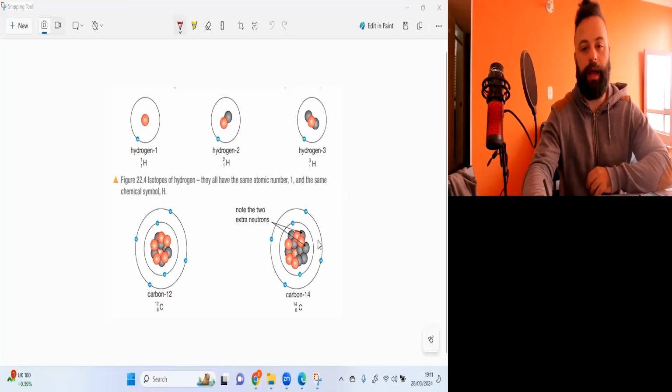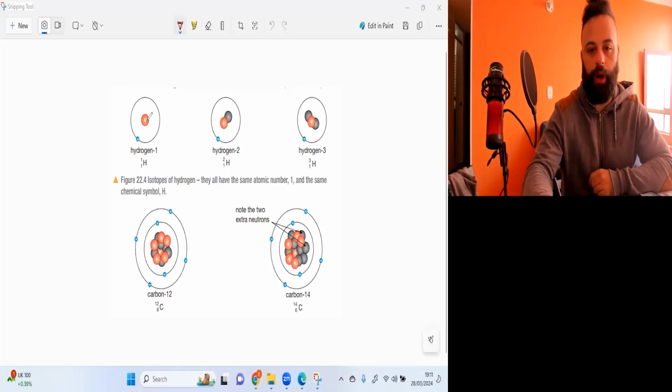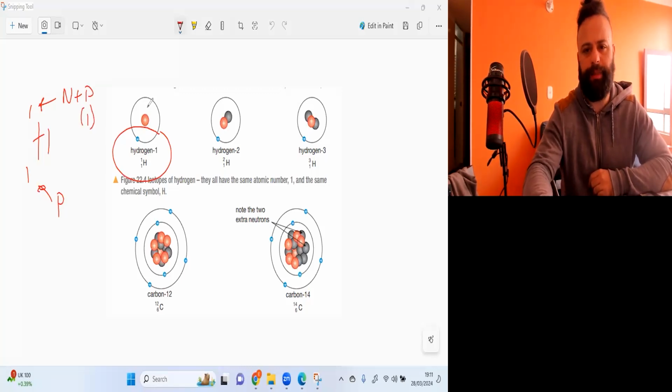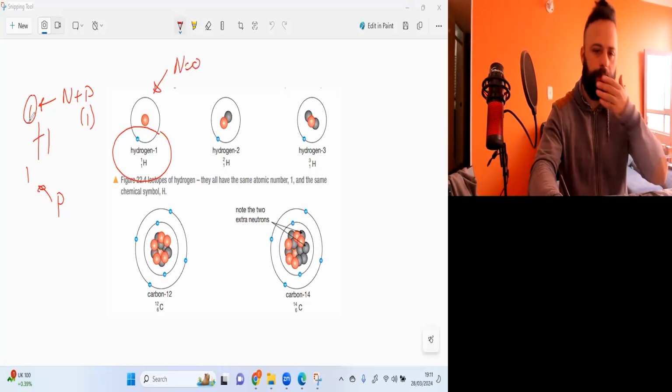So let me go through an isotope. So these are all isotopes of hydrogen. Now, if you look at the periodic table, hydrogen is 1, 1. The bottom number is the number of protons, the top number is the number of neutrons plus protons. So if you've got 1 proton, that means my number of neutrons has to be 0, right? Because 0 plus 1 is 1 at the top.